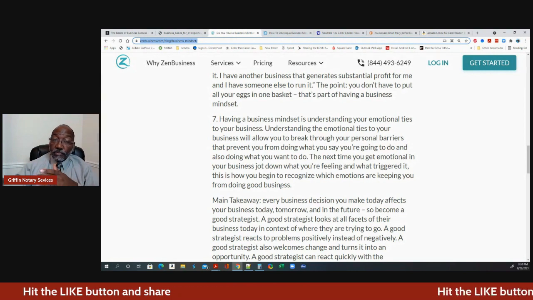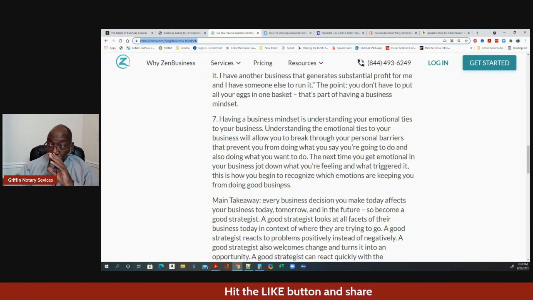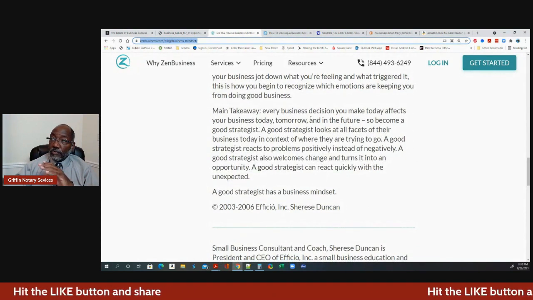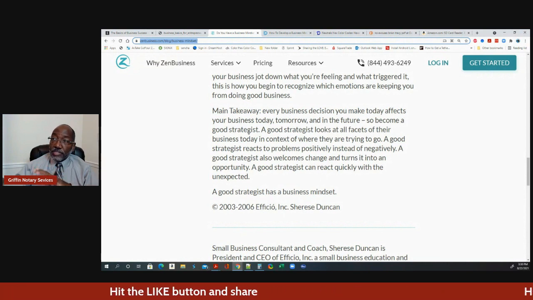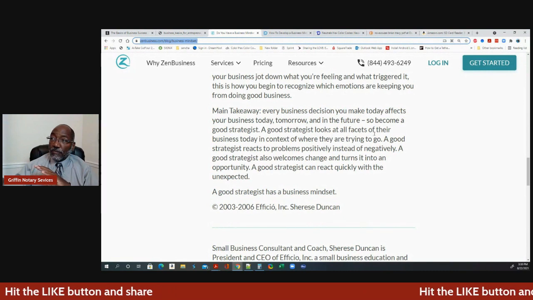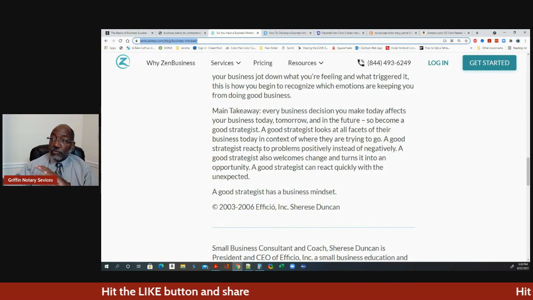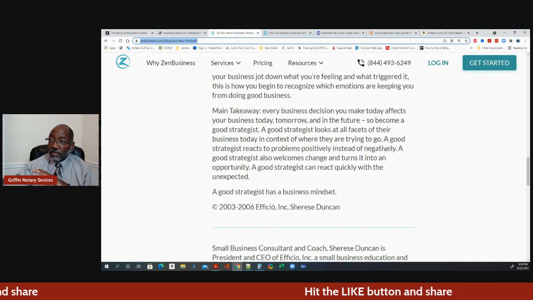But that's what it is. And you have to pay attention to the triggers. So it says the main takeaway: every business decision you make today affects your business today, tomorrow, and in the future. So become a good strategist. A good strategist looks at all the facets of their business today in context of where they are trying to go. A good strategist reacts to problems positively instead of negatively. A good strategist also welcomes change.